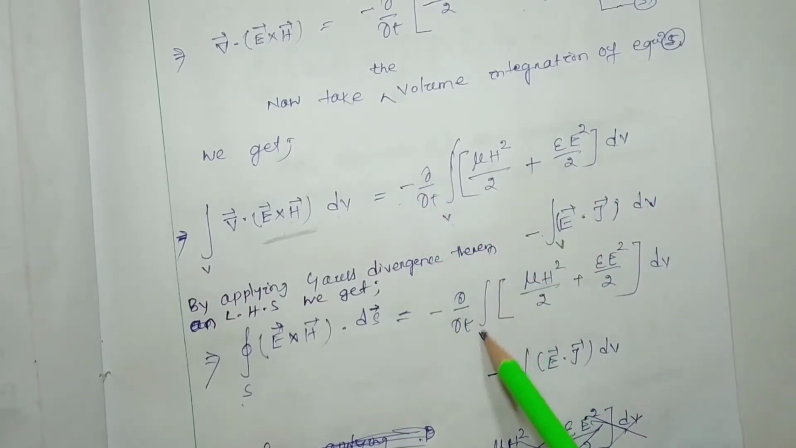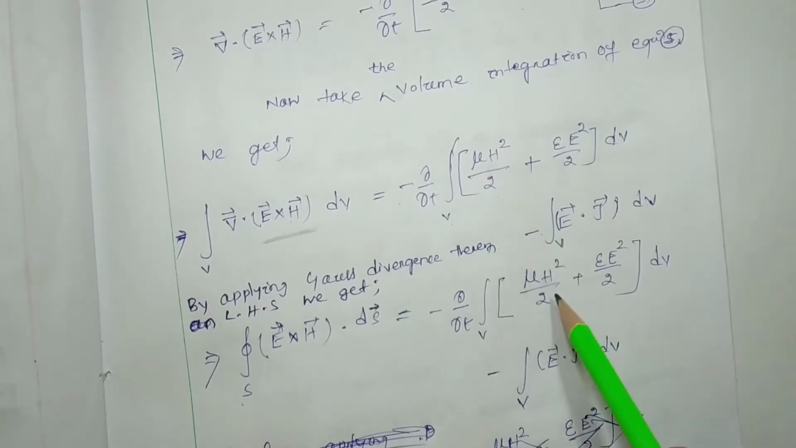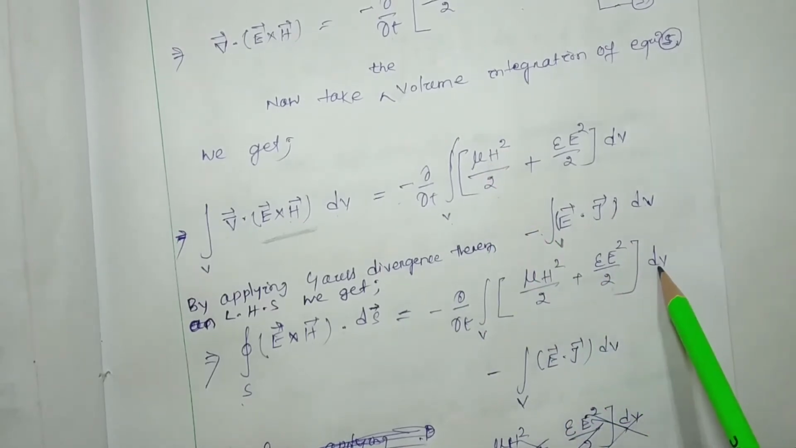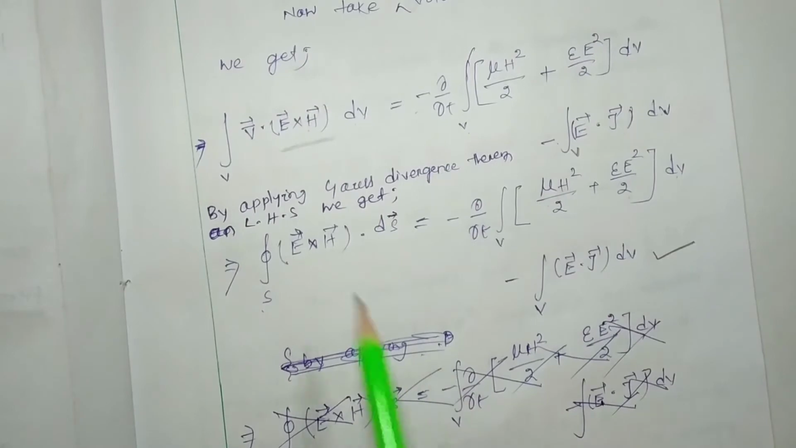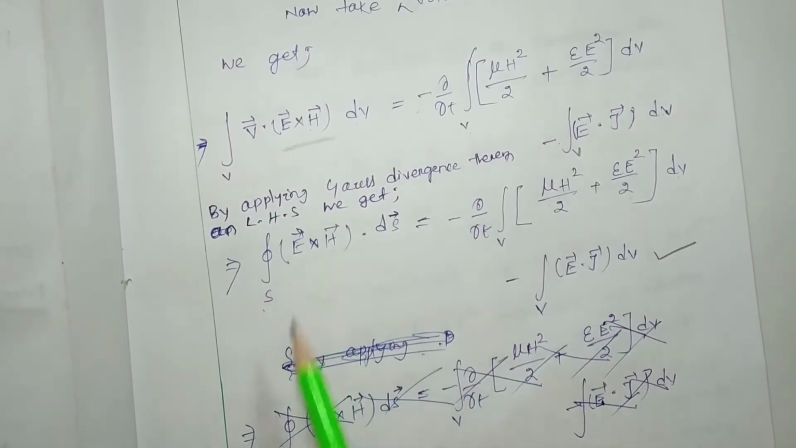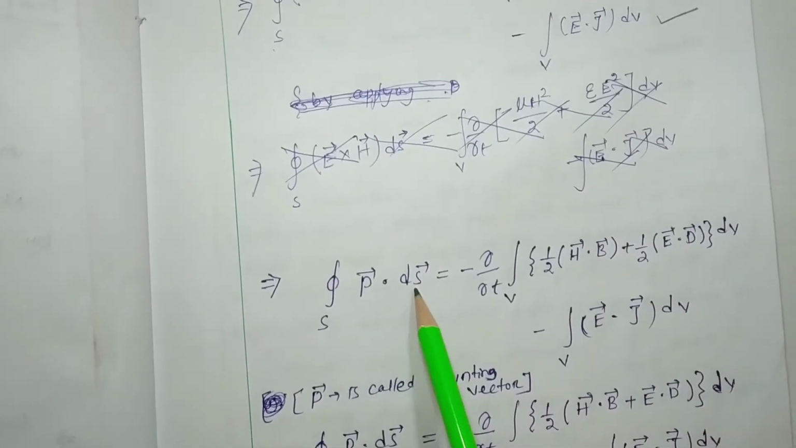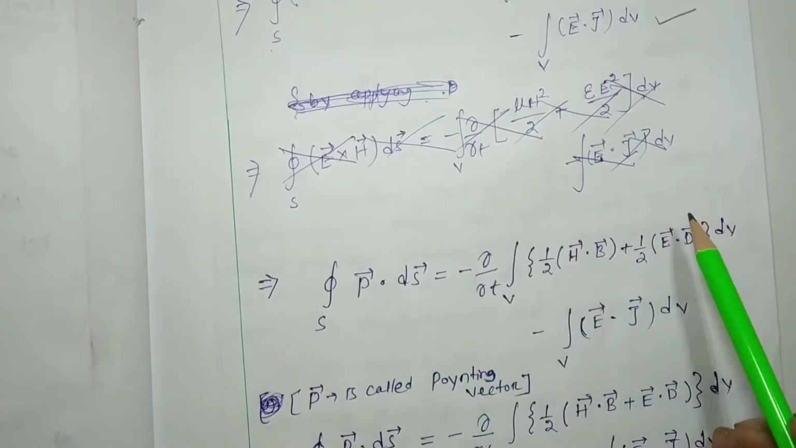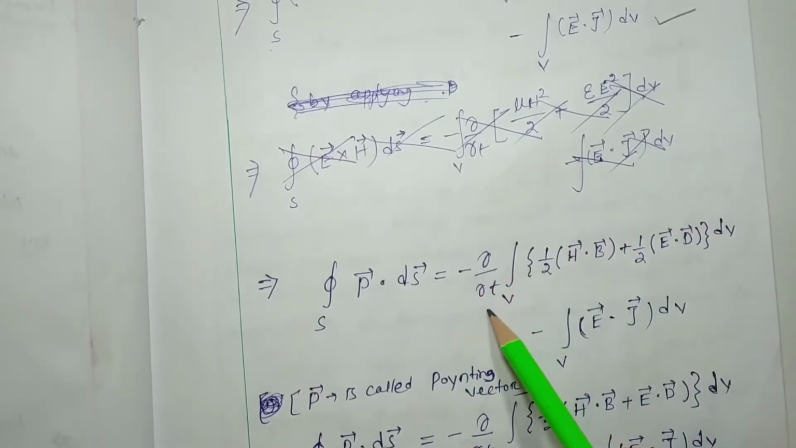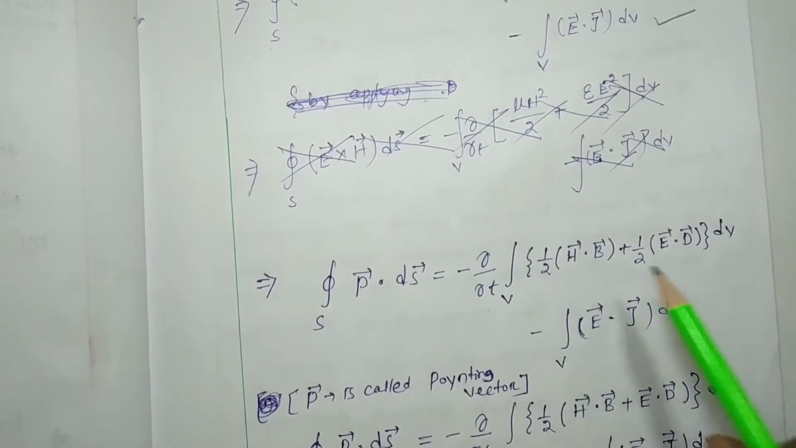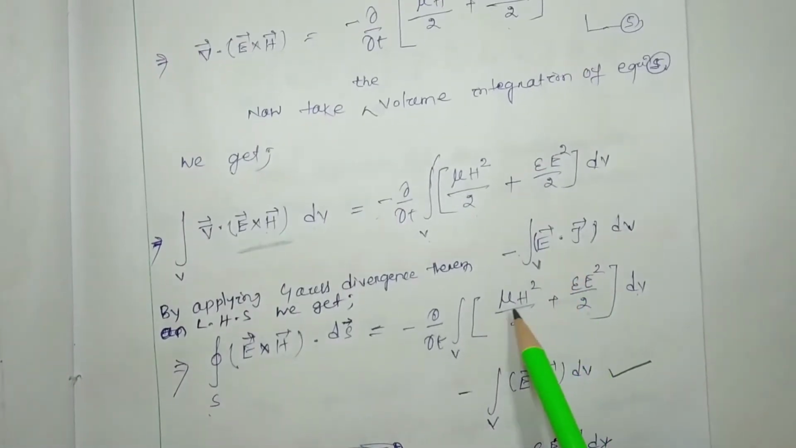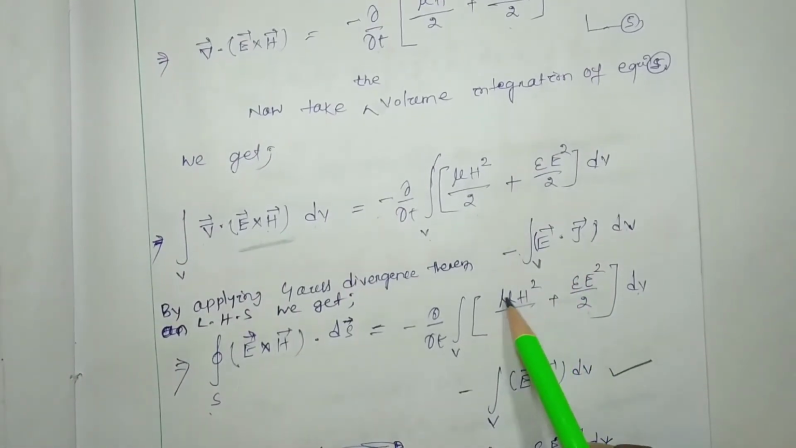minus del by del t of the volume integration of mu H square by 2 plus epsilon E square by 2 dV, and this is minus the volume integration of E dot J dV. Okay, now this E cross H is written as P, so P dot dS is equal to minus del by del t of the volume integration of half, here you can see mu H square.